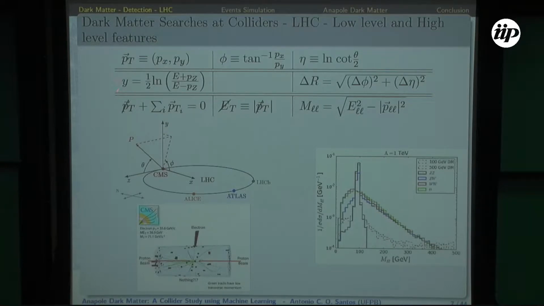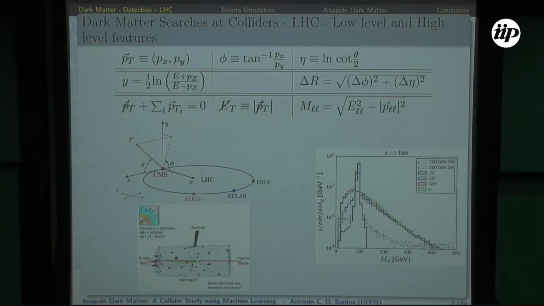Once a particle is measured, we can measure some related observables. These are what we call the low-level features, the most fundamental ones. But you can combine these features and, for instance, create angular distances and the invariant mass, and the combination of those variables can give you a clearer idea about what the event was related to, given the final-state measured particles. In this example, we have a characteristic peak related to the production of the Z boson.